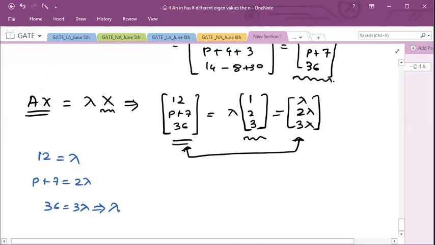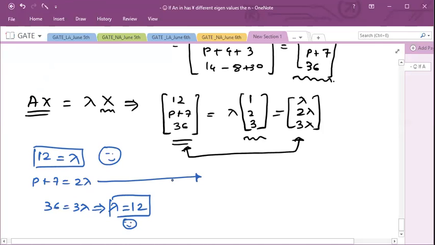So from here lambda is equal to 36 by 3, 12, right? In all the other conditions, your lambda should be same. If your lambda is same, that means you are going in the right direction. If your lambda is wrong, that means somewhere you have made a mistake. So from here you can verify. Now if you put lambda equal to 12 over here, P plus 7 equal to 12 into 2, 24. So therefore P is equal to 24 minus 7. So P is equal to 17.